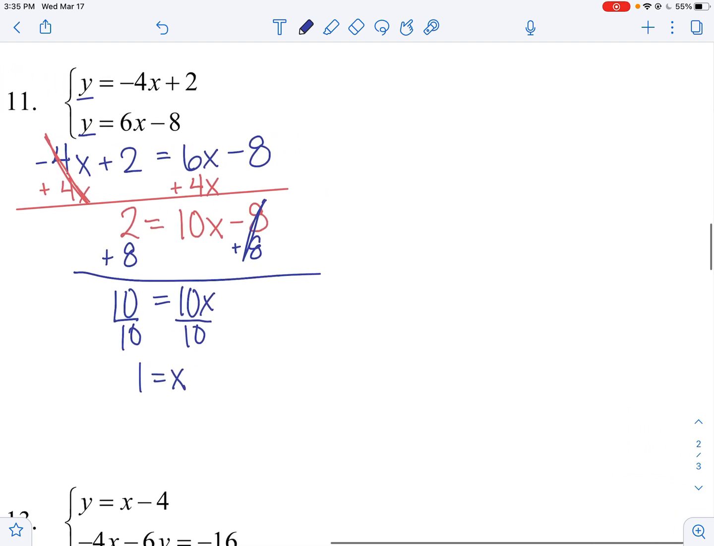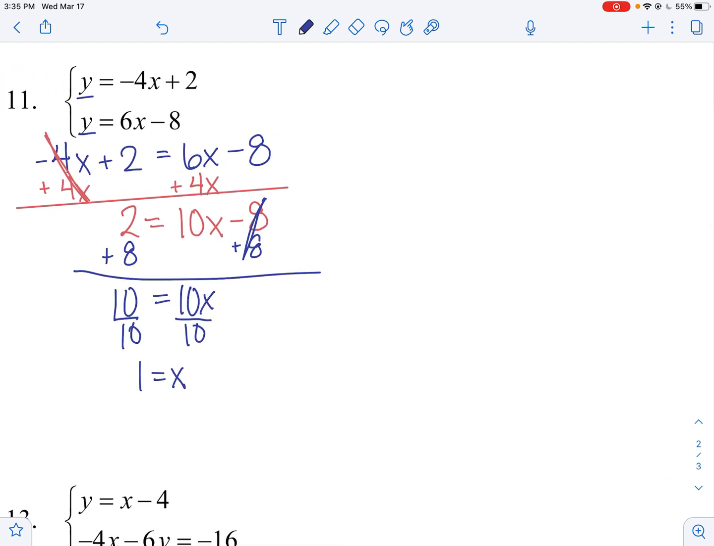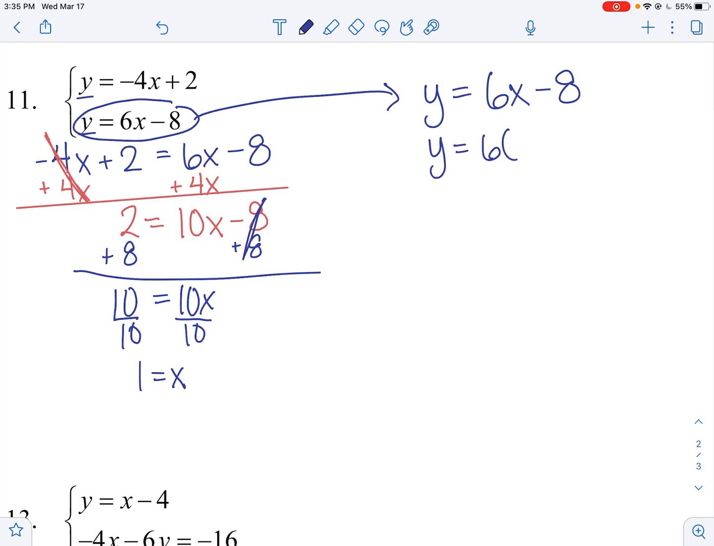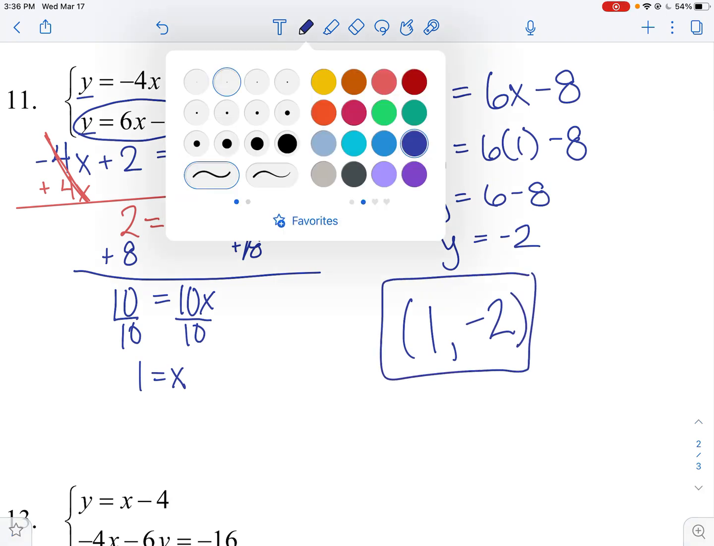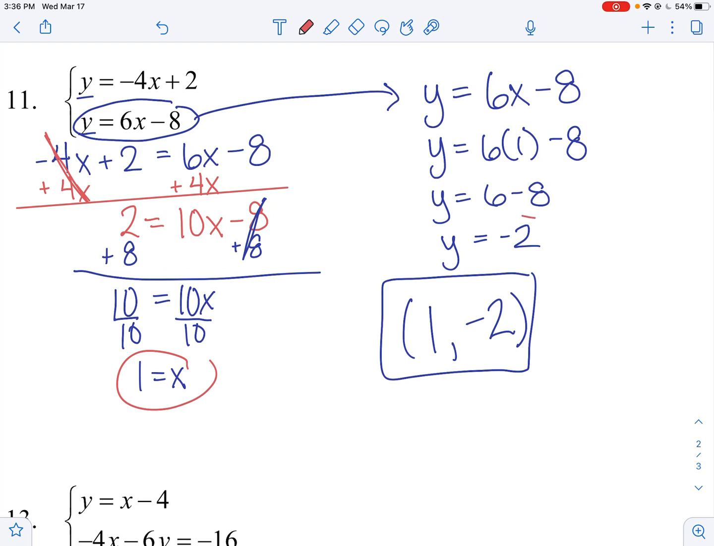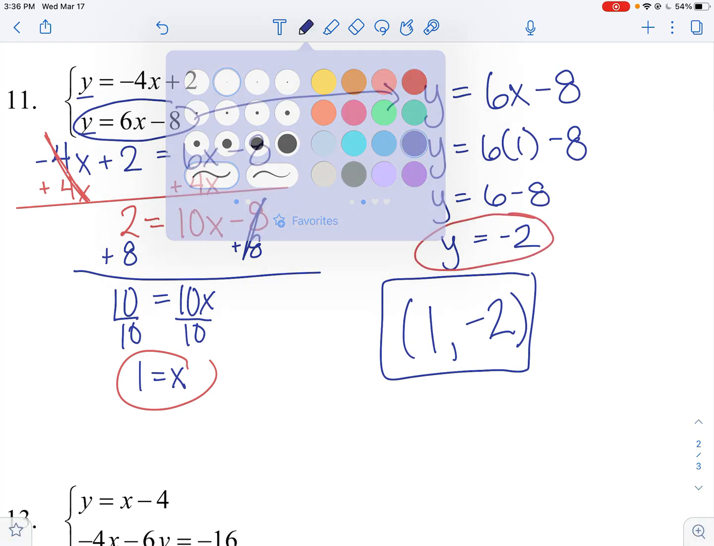Okay, but we still need to know what y is. Pick either equation. This one doesn't have a negative in the front, so that's what I'm going to use. Either one will work. They both come up with the same answer. Totally up to you. y equals 6x minus 8. And we know that x is 1. So 6 times 1 is 6, and 6 minus 8 is negative 2. So my point would be 1, negative 2. Okay, and we're just taking those right from what we get for x and y.